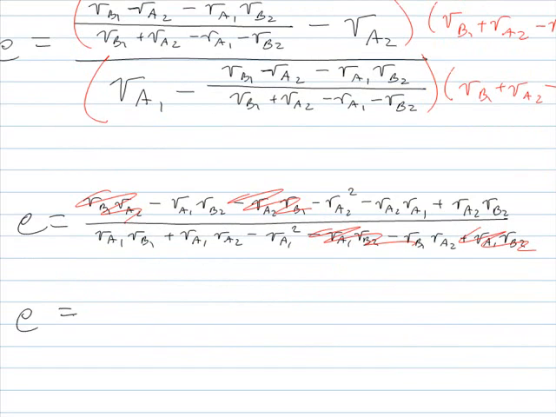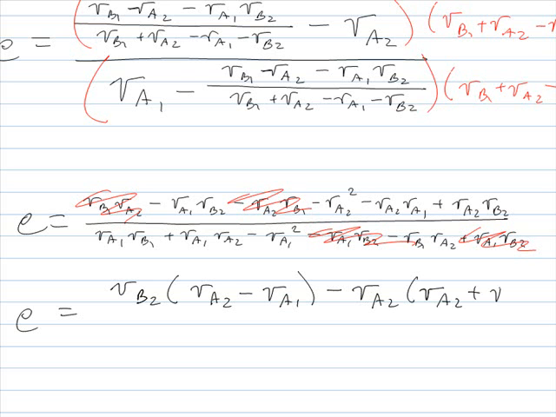Alright, now believe it or not, I believe I can factor this. What if I pull out a VB2 out of the first one? That'd be VA2 minus VA1. And then if I pull out an A2, I've got a VA2 plus VA1. Did I miss a minus sign somewhere? Yeah, that's supposed to be a positive. We'll get there eventually. And then that makes that negative. I think we're good.